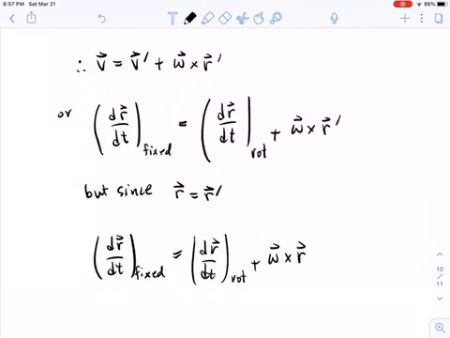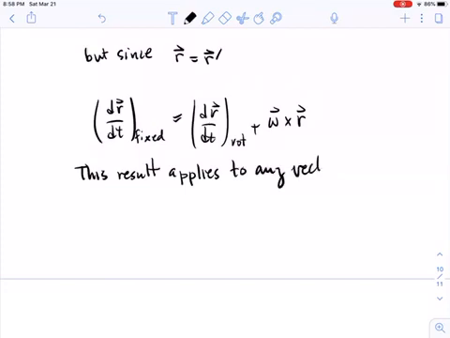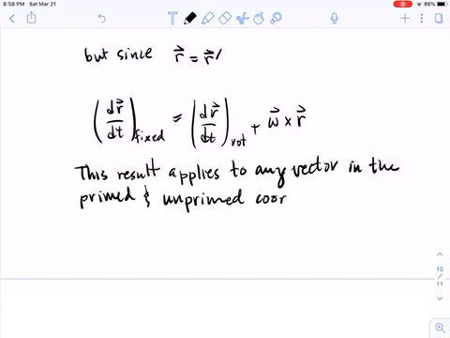This expression, which we derived for a position vector, could be applied to anything, right? We could describe the angular momentum of some point or the angular momentum of some body, and we go through the exact type of argument that we just thought about, and what we would find is that this result applies to any vector in the primed and unprimed coordinate systems.